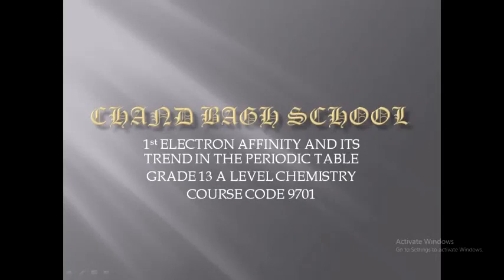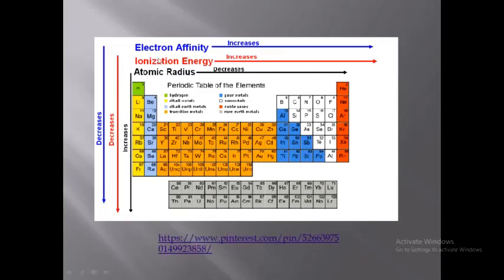Today, students, our topic of discussion is first electron affinity and its trends in the periodic table. Here you can see the trend of electron affinity within the periodic table: electron affinity increases from left to right across a period, while it decreases down the group. I have also given the ionization energy and atomic radius trends so as to correlate with the electron affinity trend, as we will be explaining these factors.